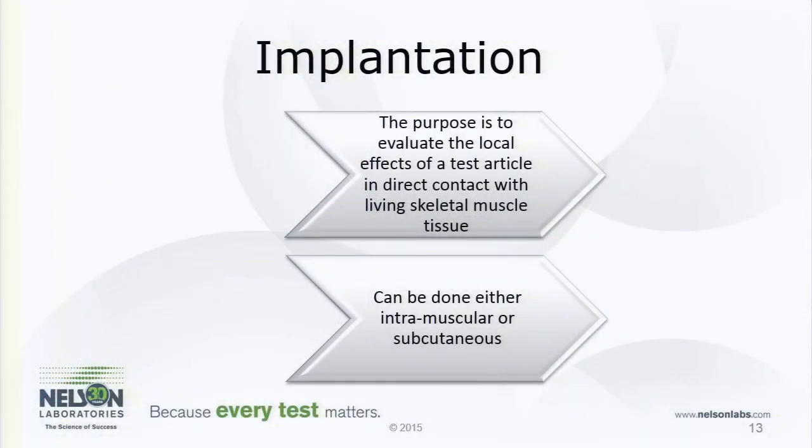We can do the test either intramuscular or subcutaneous, which means we can either put the device in the muscle or put it underneath the skin of a rabbit. My recommendation is always intramuscular. The FDA released in their newest draft that they prefer intramuscular because it's more conservative. If you have to do subcutaneous, we can talk about it, but intramuscular is by far the most common.